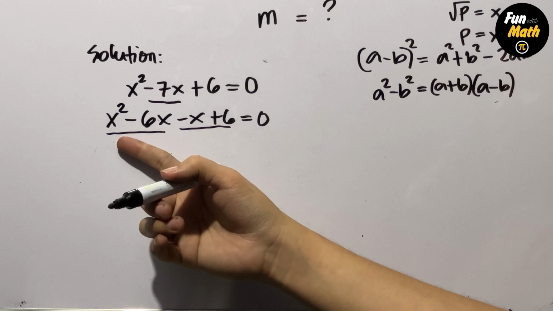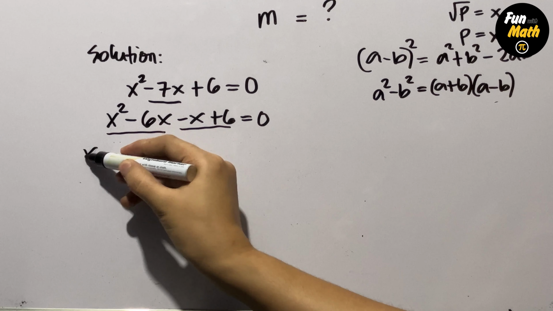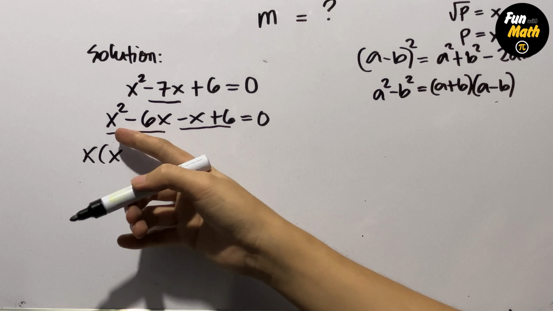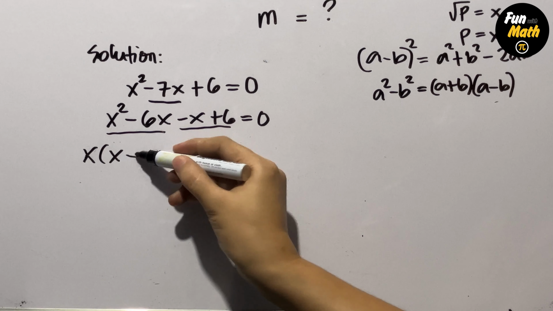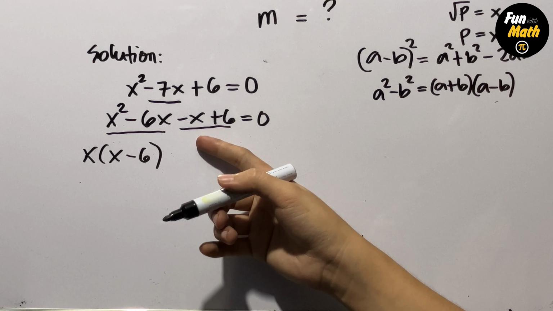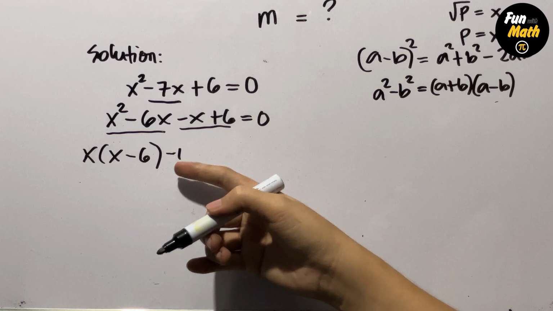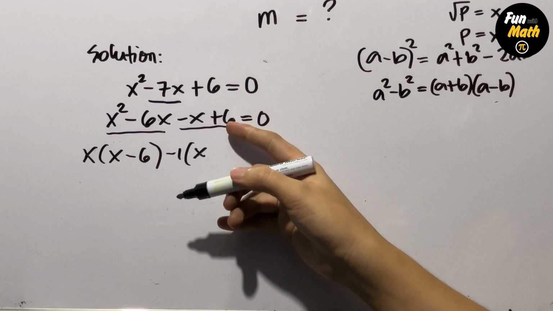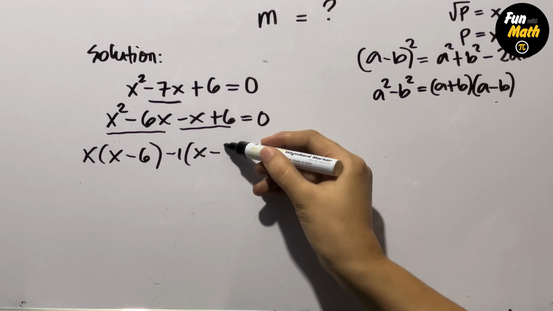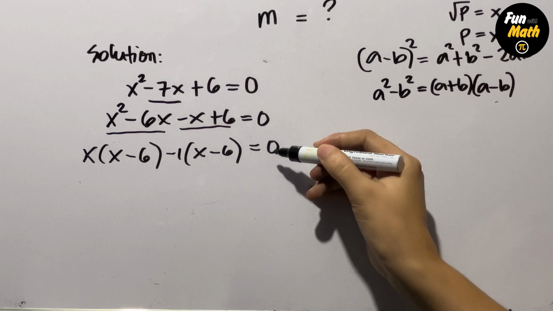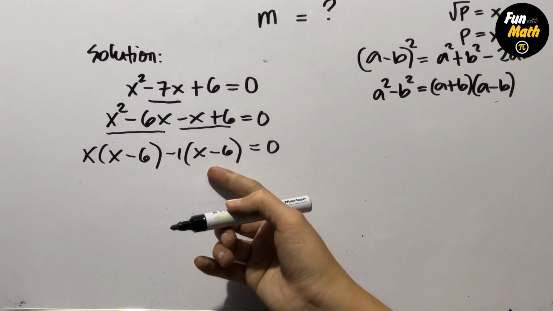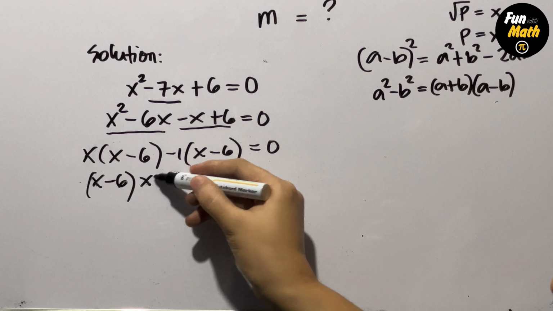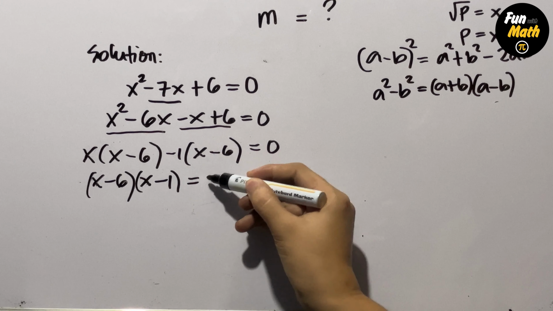And then factoring, first group, the common is x. So x times x squared divided by x, that is x. Negative 6x divided by x, that is negative 6. Then here the common is negative 1. Negative 1 times negative x divided by negative 1, that is positive x. Positive 6 divided by negative 1, that is negative 6, equals 0. Now the common is x minus 6. Take out x minus 6 times the remaining x minus 1 equals 0.